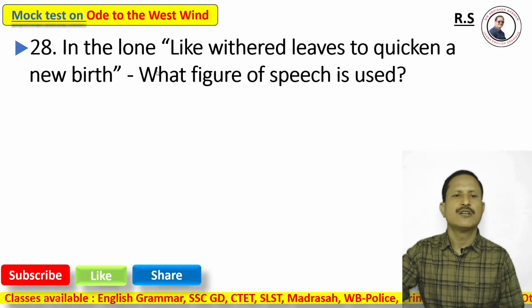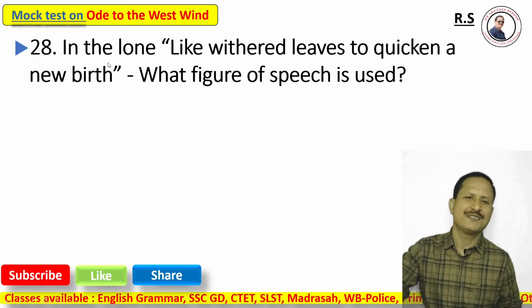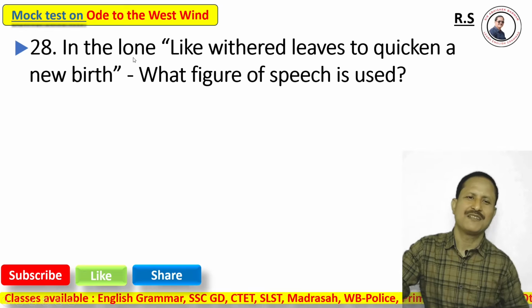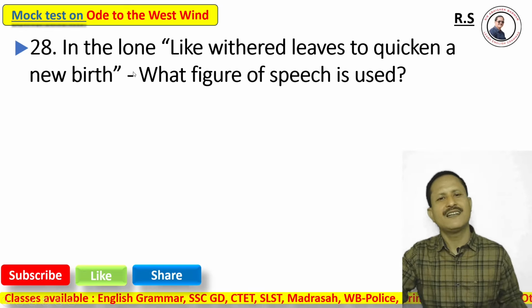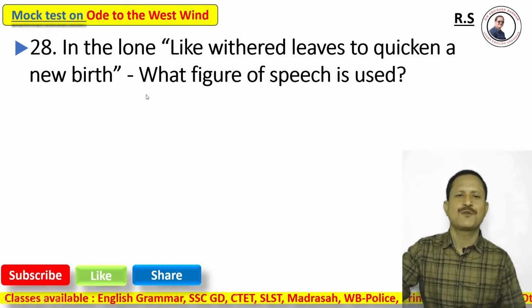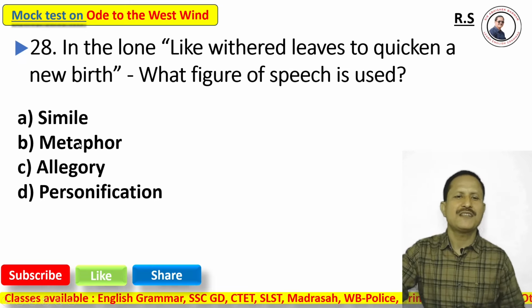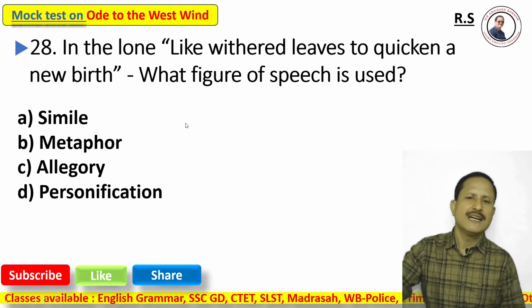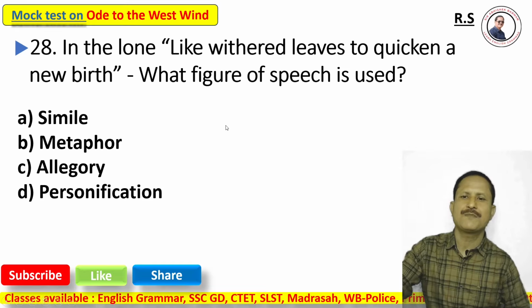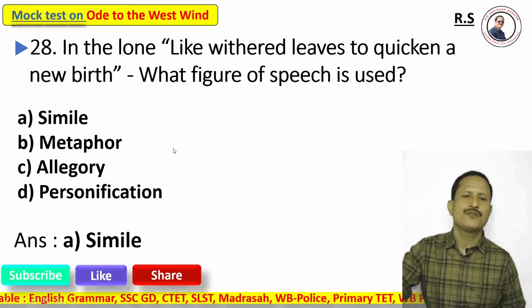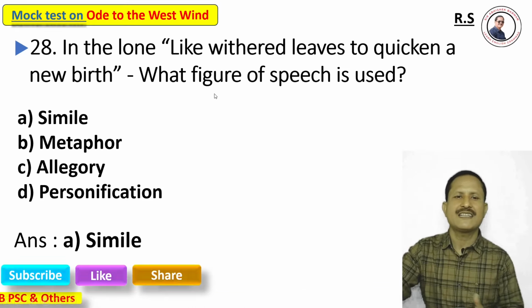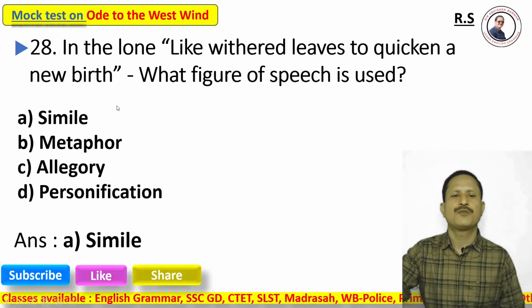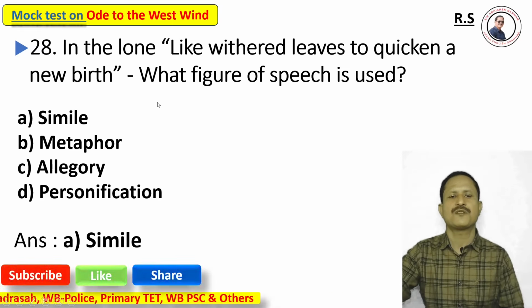Next, question number 28. In the line, it should be "lift", not "loan"; it was a misprint. In the line "like withered leaves to quicken a new birth," what figure of speech is used here? Option A, simile. Option B, metaphor. Option C, allegory. Option D, personification. The figure of speech used in the poem is option A, simile. Like, as: these are the signs of the figure of speech simile, and that's why the correct answer is option A, simile.